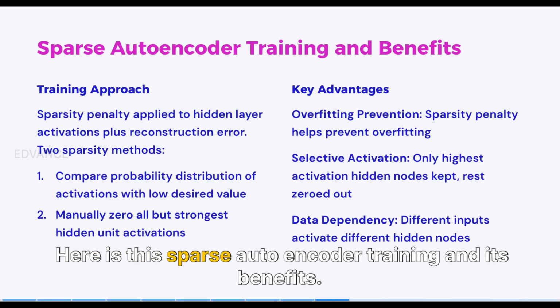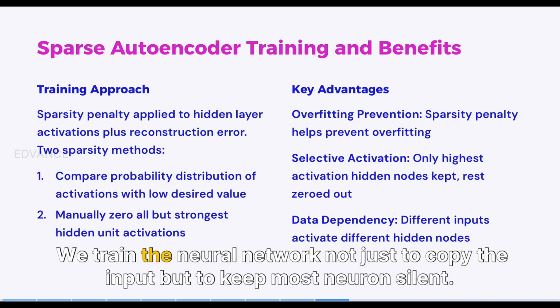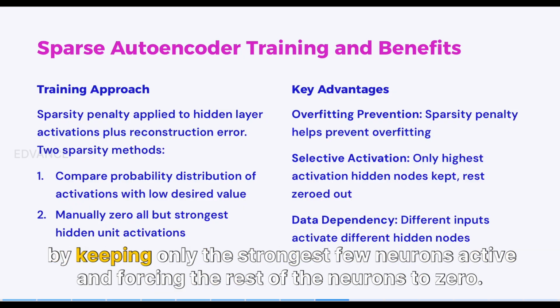Here is the sparse autoencoder training and its benefits. Sparse autoencoders work by making only a few neurons active at a time. We train the neural network not just to copy the input but to keep most neurons silent. This is done either by giving a penalty when too many neurons are active or by keeping only the strongest few neurons active and forcing the rest of the neurons to zero.